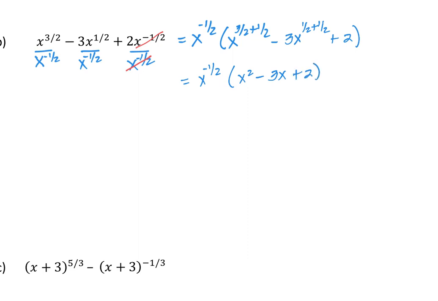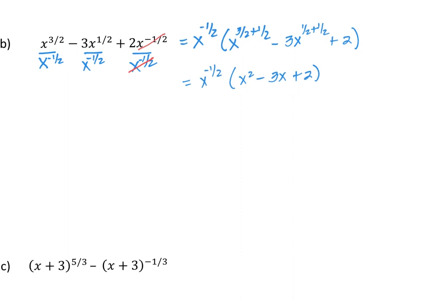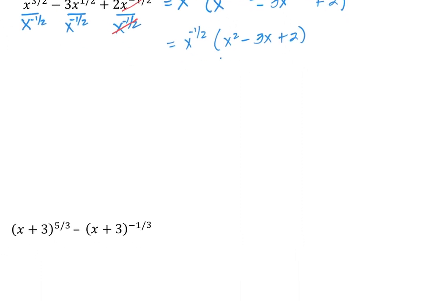This is factored. Is it factored completely? No. Within the parentheses, this can factor to x minus 2 times x minus 1. And then I can drop the x below and make it to the positive 1/2 power. So now it's completely factored, and I no longer have negative exponents as well.